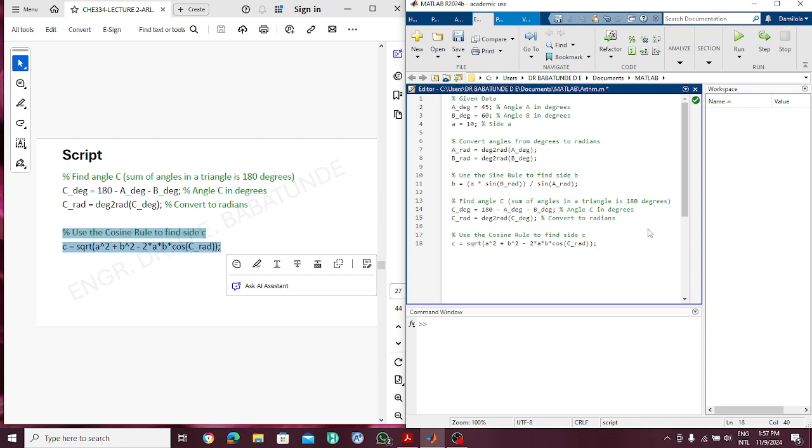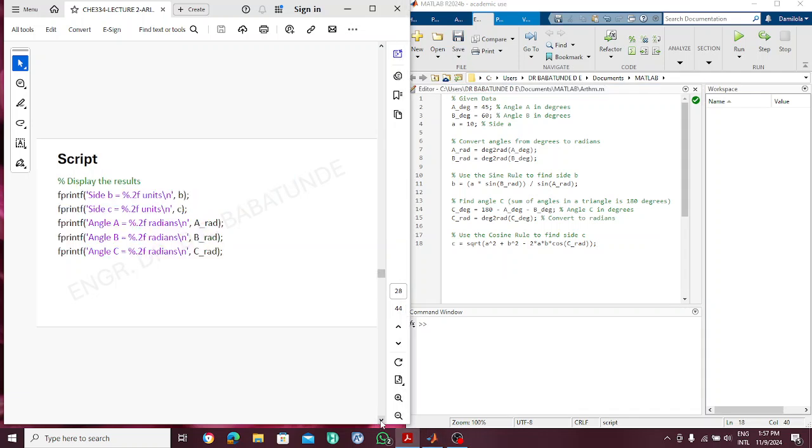So the next step is to display our result, to present our result in the precision that we want. This time around, we want the precision to be 2 decimal places for everything we have calculated. The question requests for us to get side B and side C, but we have also included the angles in radians, since we were given the angles in degrees before. So we are also showing the result of the angles in radians, and we want all of them to be displayed in 2 decimal places.